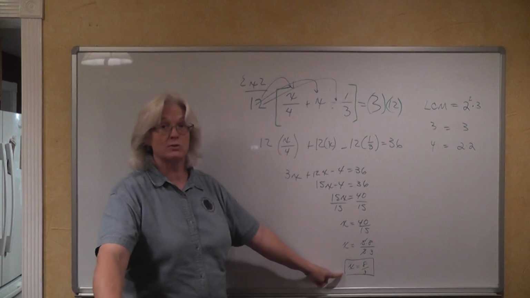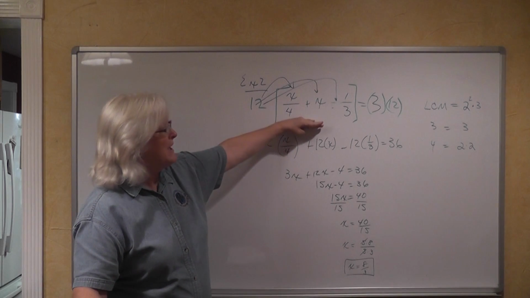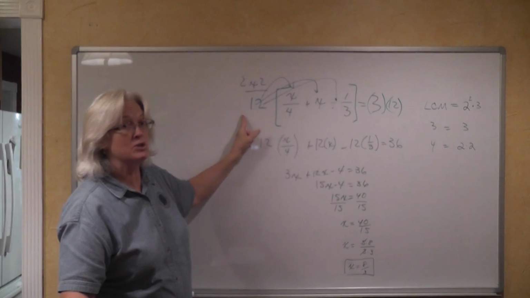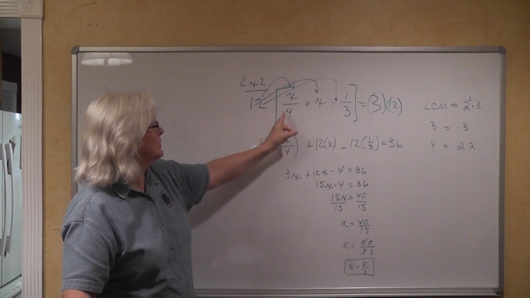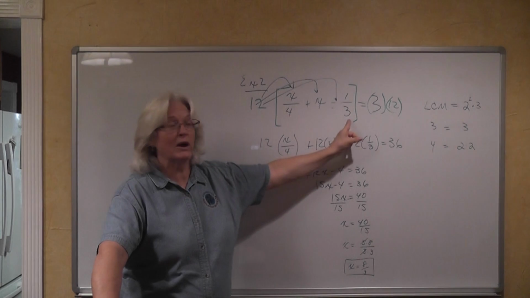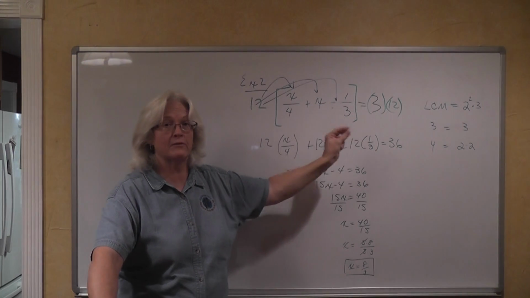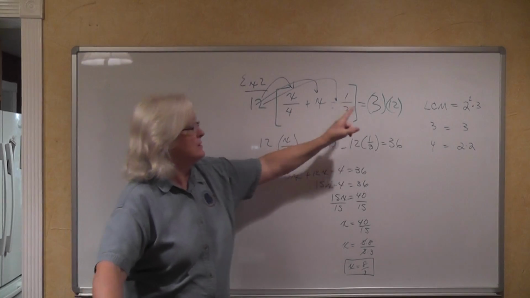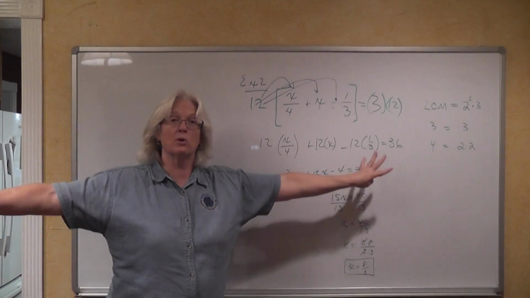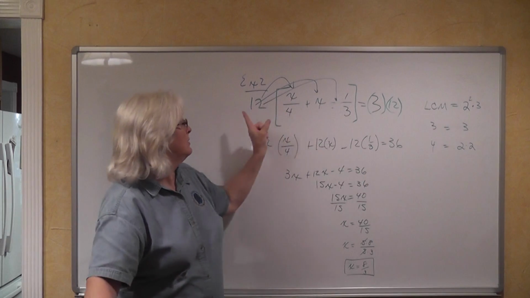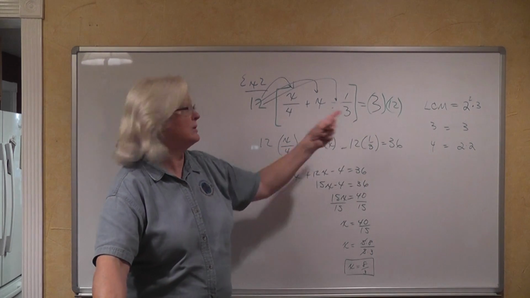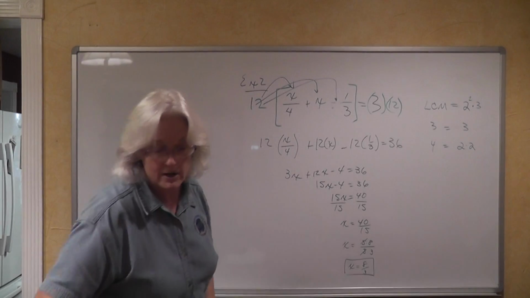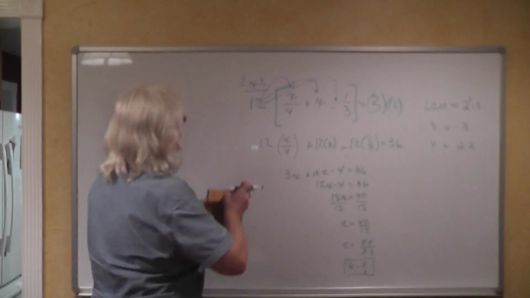You end up with a fraction for the answer, but the math was not hard at all once you made sure that you understood how to eliminate the fractions, or how to clear the equation of fractions, and that you did that by multiplying both sides of the equation, because your equation must remain in balance. You multiply both sides of that equation by the common denominator of those fractions. All right? So let's do another example.